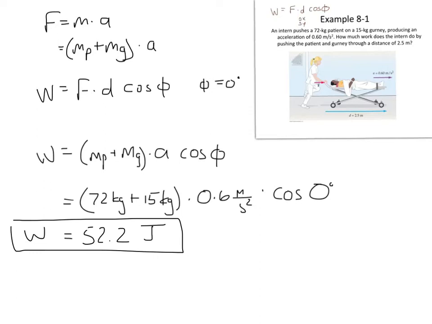Again, that will change if there is an angle other than 0 between the force and the displacement, but with 0 degrees, it just makes the cosine go to 1. So that's our example 8.1, pretty easy, just a basic application of work equals force times distance times cosine of phi. Let's go on to example 2.